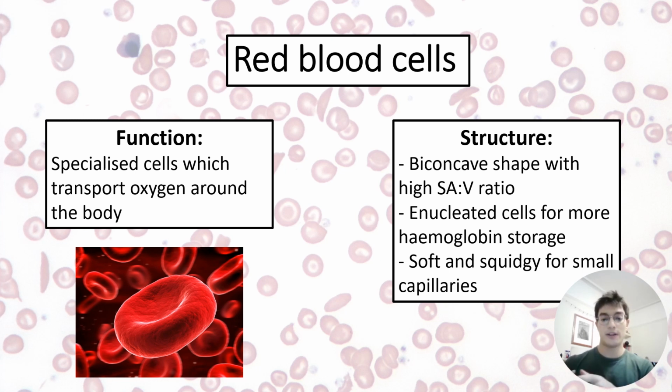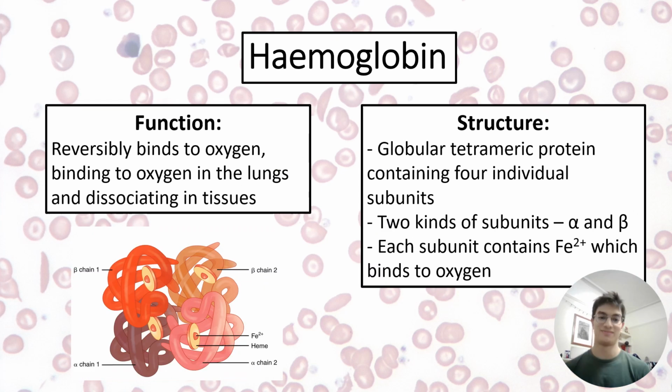And another feature of this biconcave circular shape is that they're quite soft and squidgy. So in smaller capillaries, in capillary beds like your lungs and other places where they're very small, these cells do really well. They bend and squeeze and they get through the capillaries without any problems. And these cells normally live for about 120 days on average.